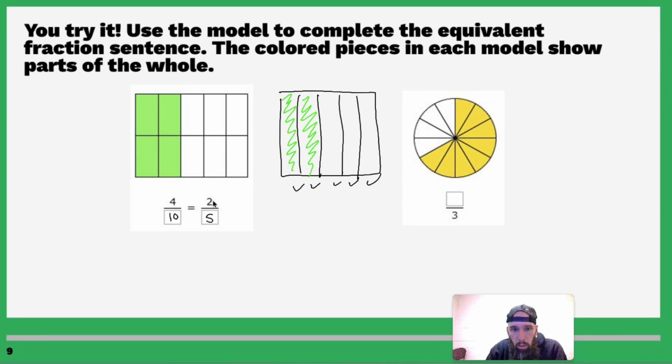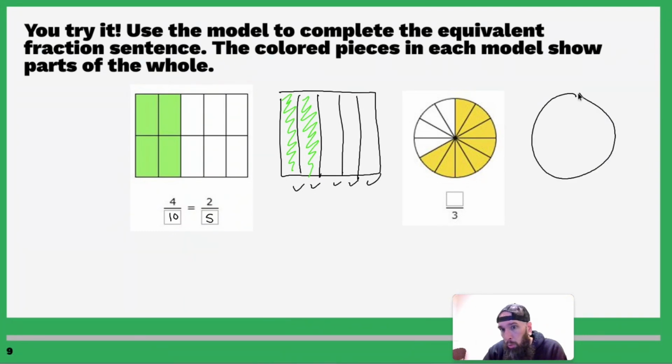2 times 2 is 4. 5 times 2 is 10. Interesting. Now let's take a look at this one. This one just wants you to jump right into 3. Something out of 3. So what out of 3 is colored in? Well, I have 1, 2, 3, 4, 5, 6, 7, 8, 9, 10, 11, 12 slices here.